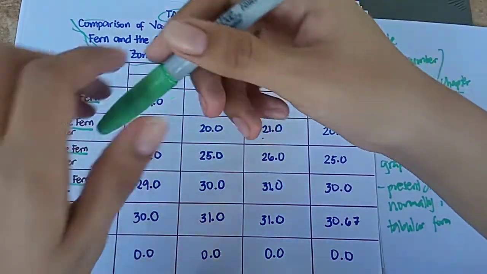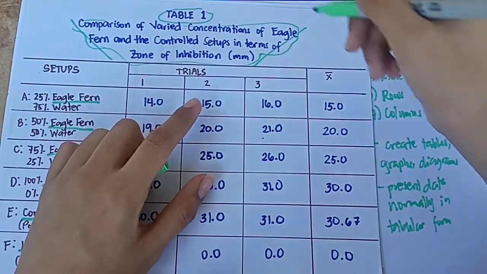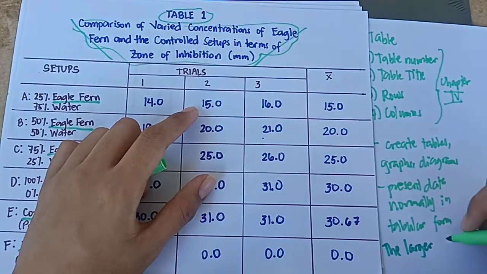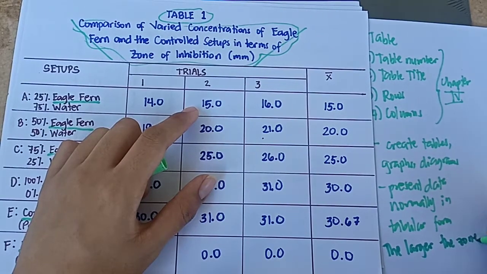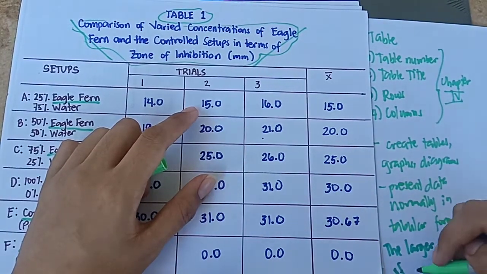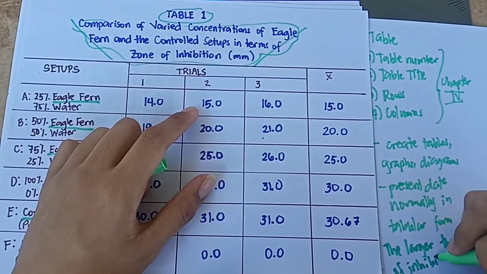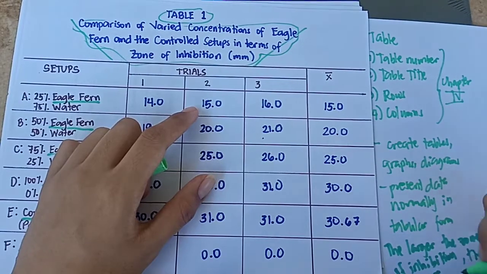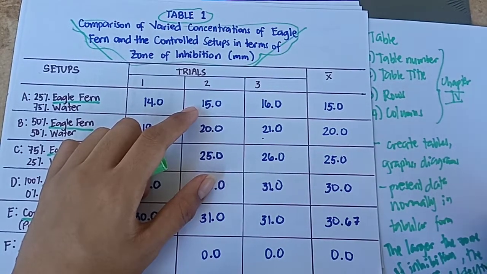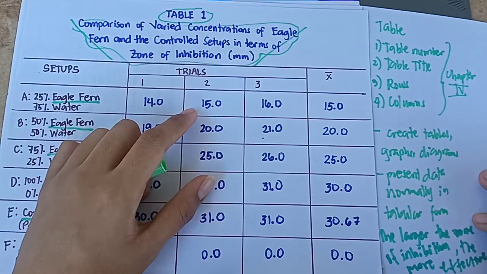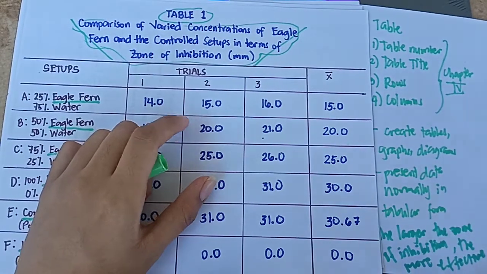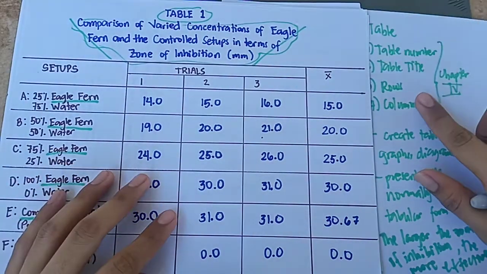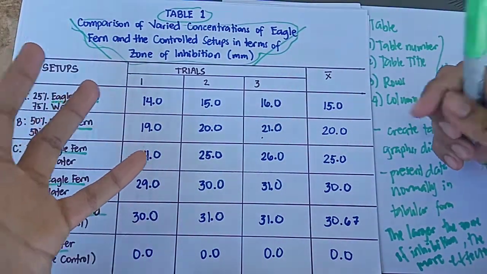Meaning to say, the larger the zone of inhibition, the more effective the product. Okay, the larger the zone of inhibition, the more effective the product. So that would be our main interpretation, or our main idea rather.